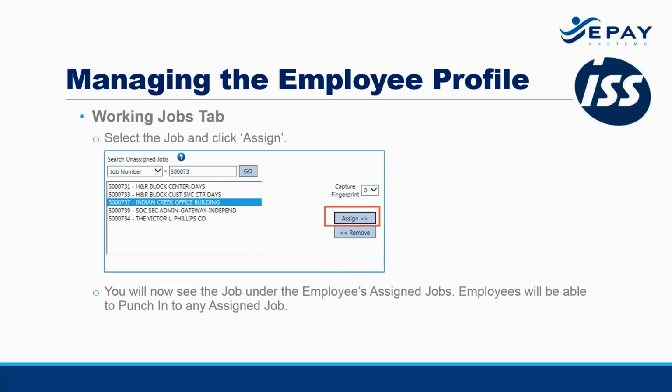Now, more so, if I continue here, once I find the job I want, I click on it to highlight it. And once I highlight it, I'll just go to the middle of the screen, click on Assign, and that'll move it over to the Assigned Jobs now.